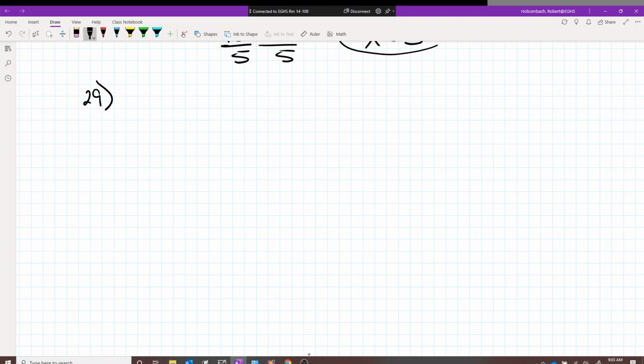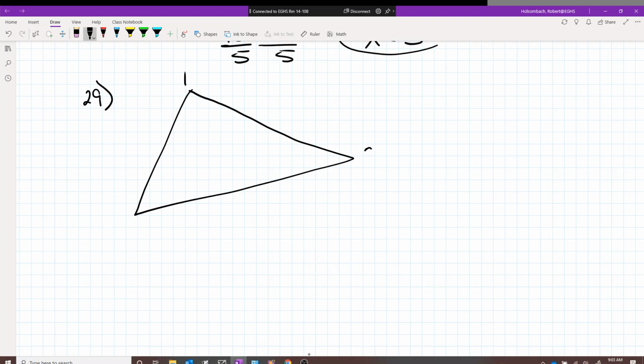Number 29. Three security cameras were mounted in the corners of a triangular parking lot. So let's get our triangular parking lot. Camera 1 was 138 feet from camera 2. So camera 1, here's camera 2, and they're 138 feet apart. Which was 158 from camera 3. So here's camera 3, and these two are 158 apart. Cameras 1 and 3 were 100 feet apart.